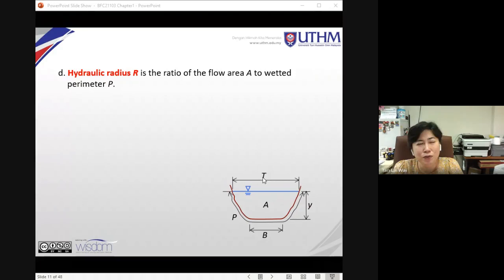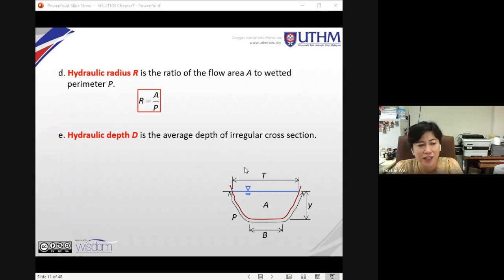It's a value that represents some sort of radius. That's why you have A over P. So hydraulic radius is equal to A over P. Hydraulic depth D is equal to A over T. That means A divided by T. It gives you some representative value of the depth itself.